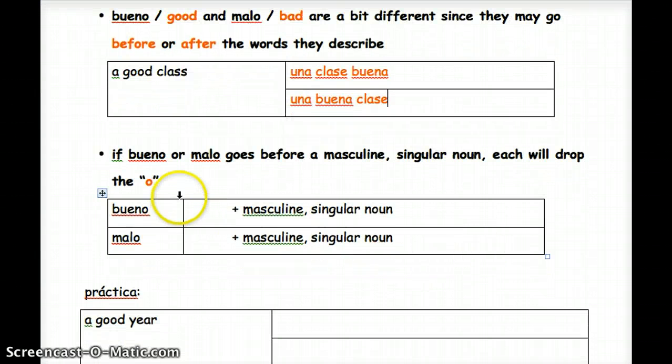With bueno or malo, if either one of those goes before a masculine singular noun, each will drop the O. So bueno followed by a masculine singular noun is going to become buen, and malo followed by a masculine singular noun is going to become mal.